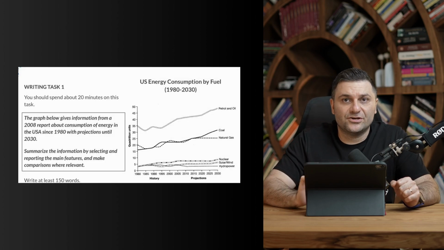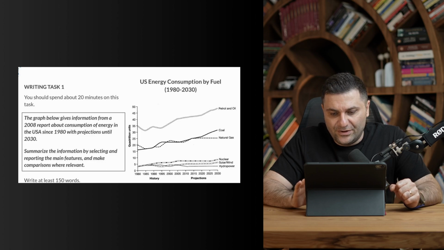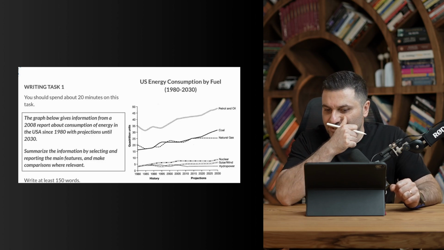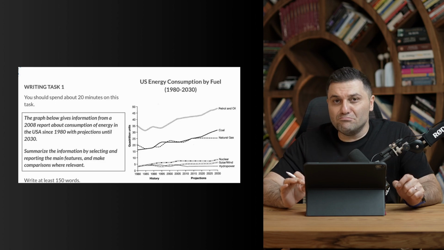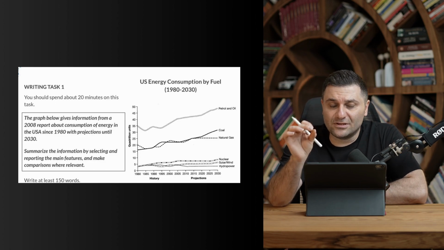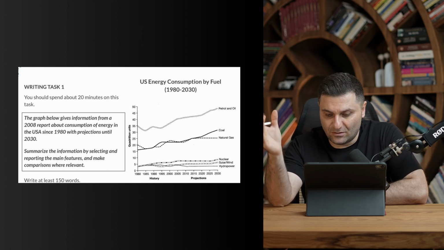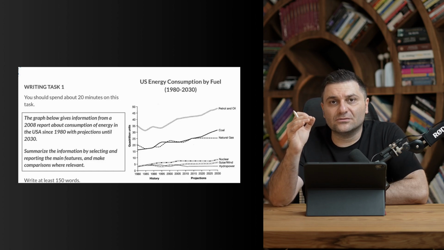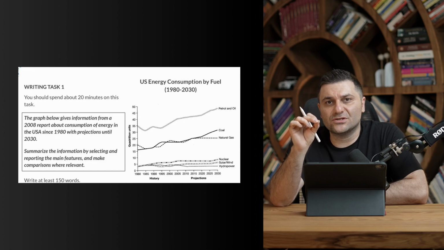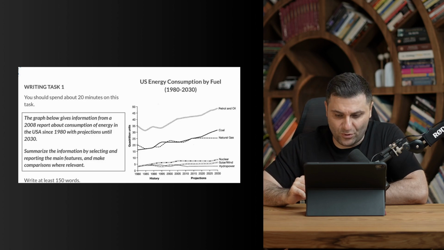Here's a sample of a line graph that we have. You can see on your screen that this is U.S. energy consumption by fuel between 1980 and 2030. The most important thing to write about in your overview paragraph is the beginning and end. You can also write about the most important information in this graph, maybe the highest point or the lowest point.